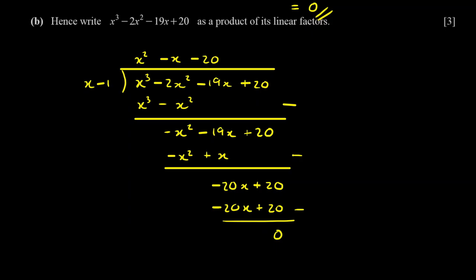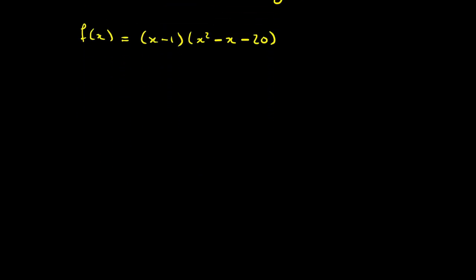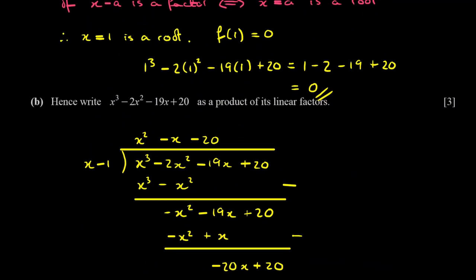division properly. And so we can now rewrite our polynomial f of x as x minus 1 times by this thing here, right? So it's going to be x squared minus x minus 20. And if that's the case, we can probably factorize that quadratic to give x minus 5 and x plus 4. So there are our linear factors, x minus 1, x minus 5, x plus 4. And so we have written f of x in terms of the linear factors.